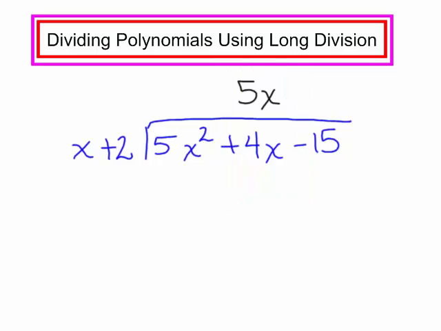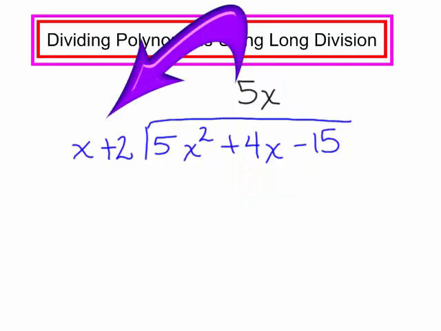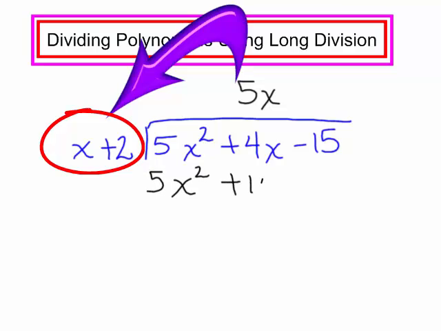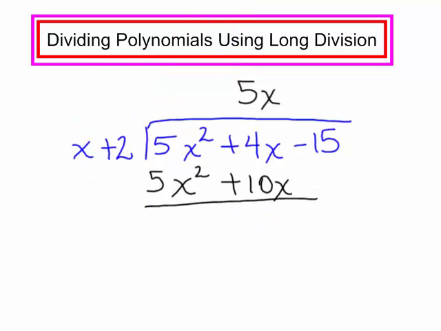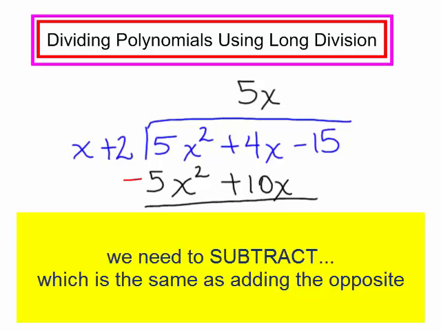Now take your answer, 5x, and multiply it by this binomial, or by your divisor. 5x times x is 5x squared. 5x times 2 is 10x. You see how everything is lined up nicely? And now we are going to subtract. Now when I subtract, I like to change those signs and add. I also like to circle the signs so I will know that I have already changed my signs.